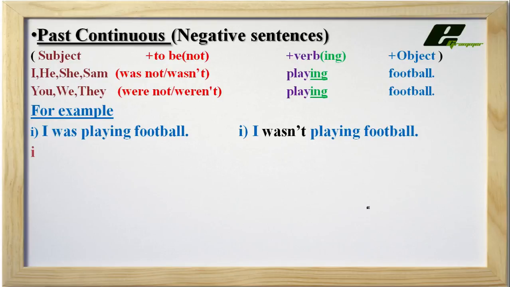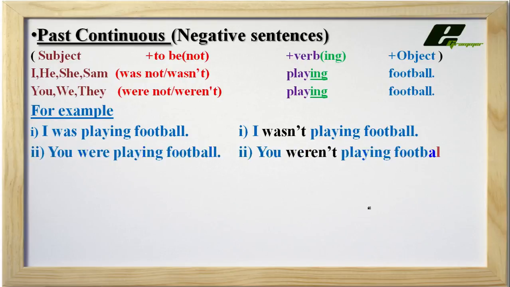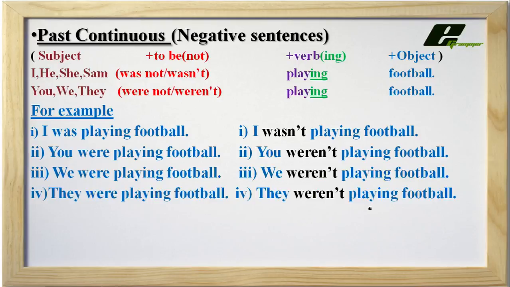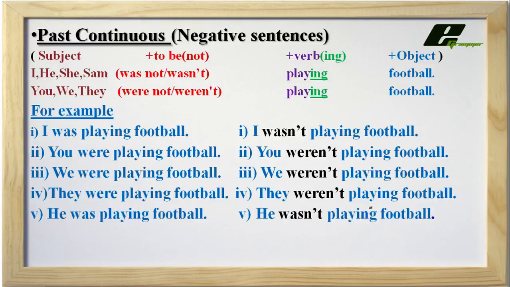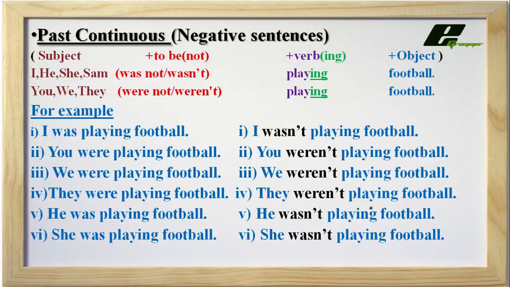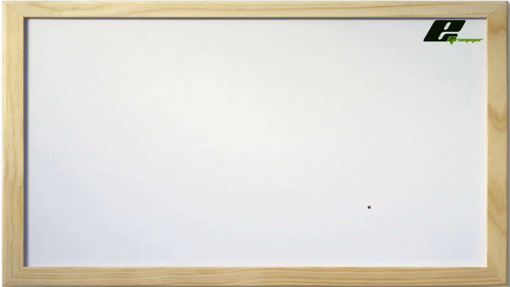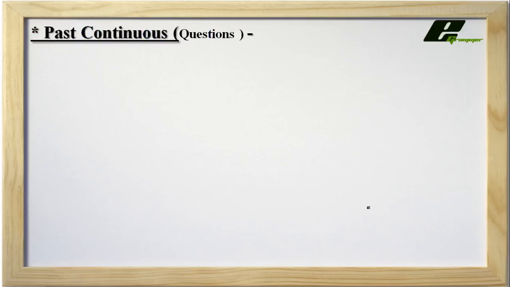Understood? Similarly, another example. You were playing football. You weren't playing football. We were playing football. We weren't playing football. They were playing football. They weren't playing football. He was playing football. He wasn't playing football. She was playing football. She wasn't playing football. Sam was playing football. Sam wasn't playing football. Understood? Now, let us jump to our questions in past continuous tense.